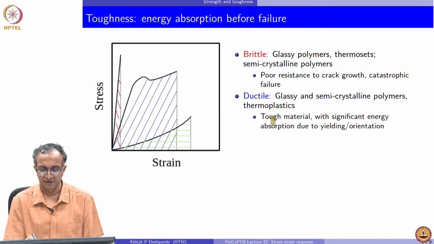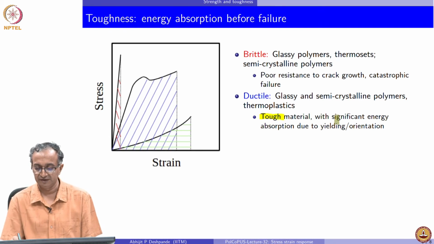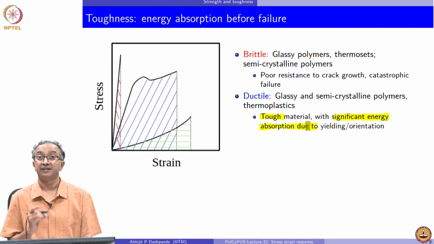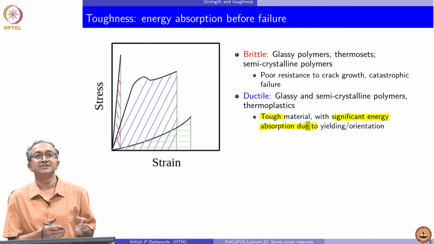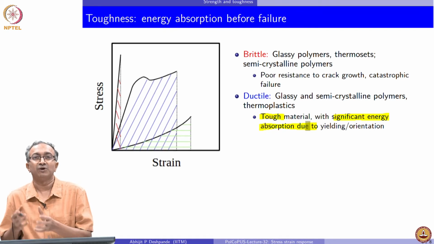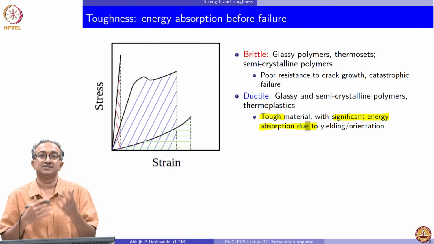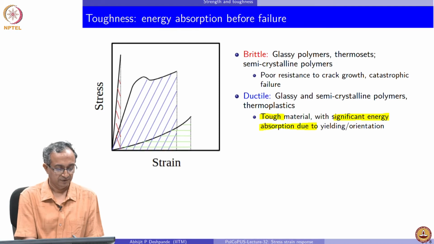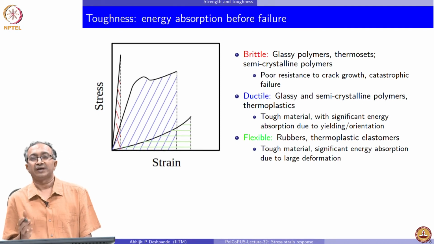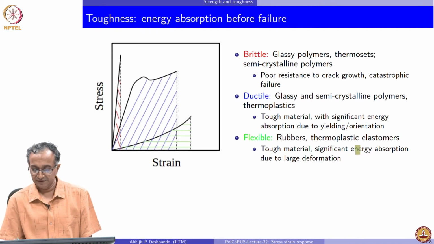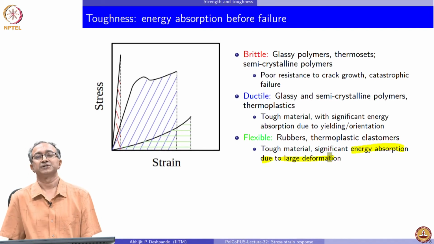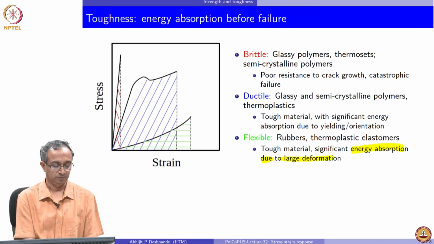So, in the case of ductile materials, they are generally tough materials with significant energy absorption, and the key to this significant energy absorption is the yielding and orientation processes that happen in the material. So, plastic materials can dissipate and absorb a lot of energy because of these mechanisms where macromolecules are orienting, crystals are orienting in the sample. The rubbers also can absorb a fair amount of energy because of the large deformation that is possible. Since 400%, 500% deformation is possible, they can also be tough materials.